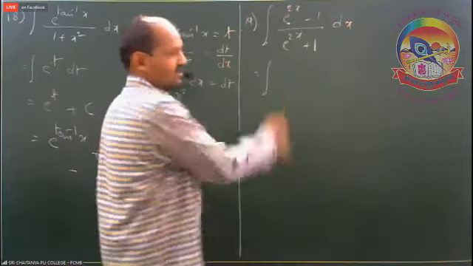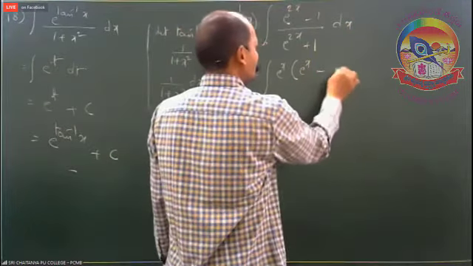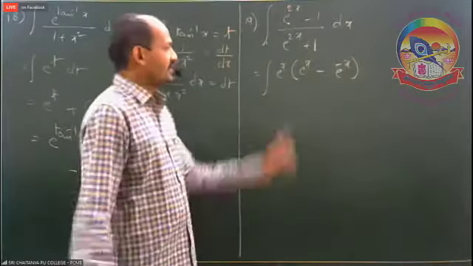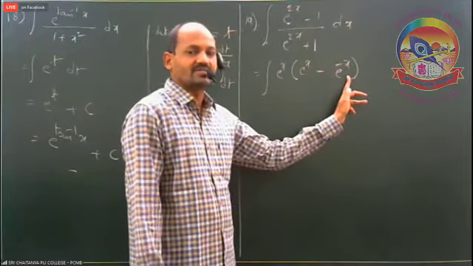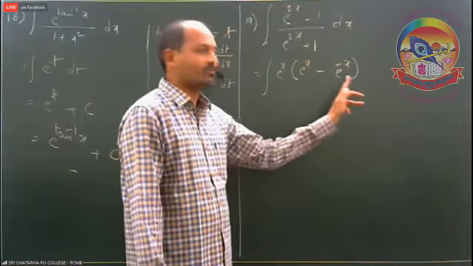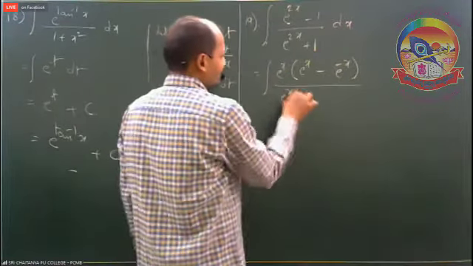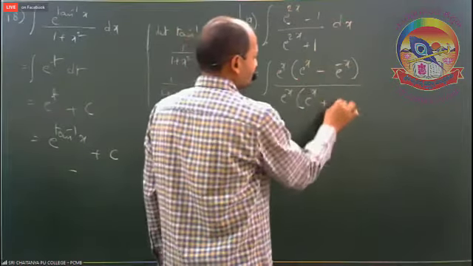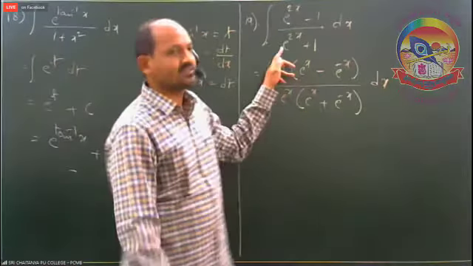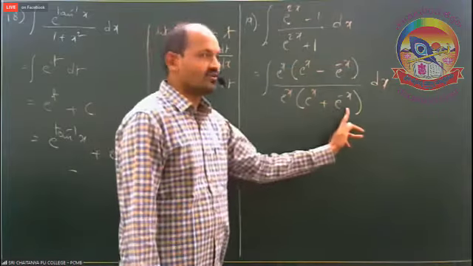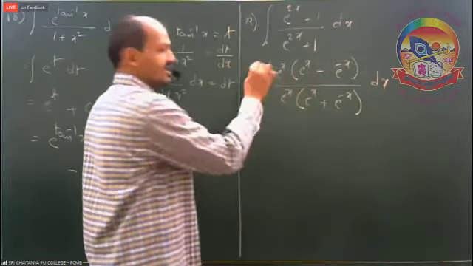So that is the integral of e power x into e power x minus 1 divided by e power minus x. E power x into e power x, e power 2x. E power x into e power minus x. That is 1 divided by e power x into e power x plus e power minus x whole dx. E power x into e power x is e power 2x. E power x into e power minus x, that is plus 1. So numerator and denominator e power x remain.